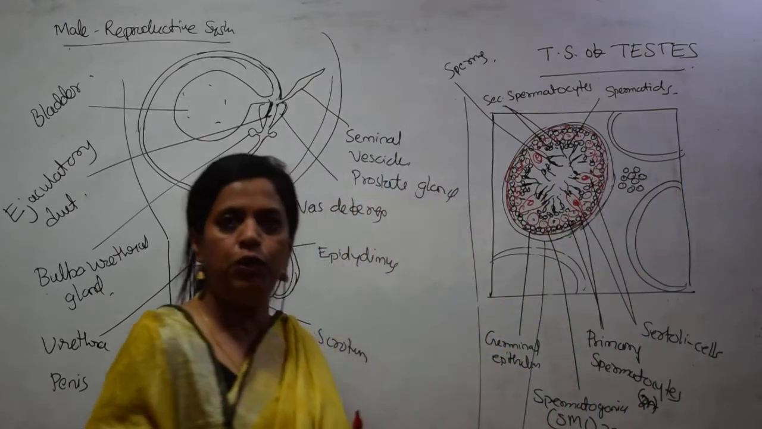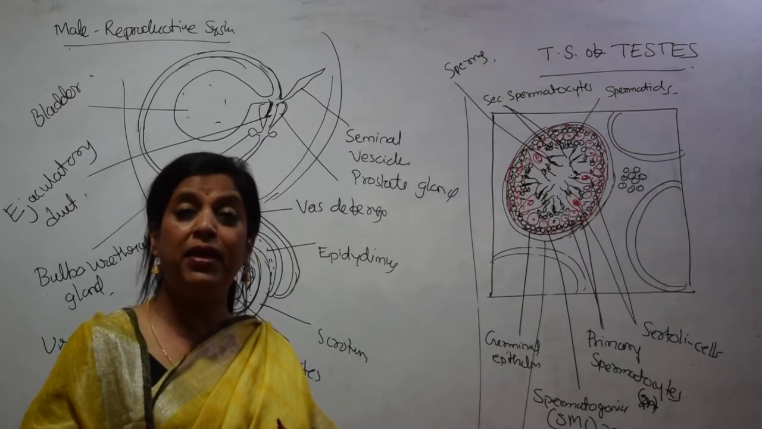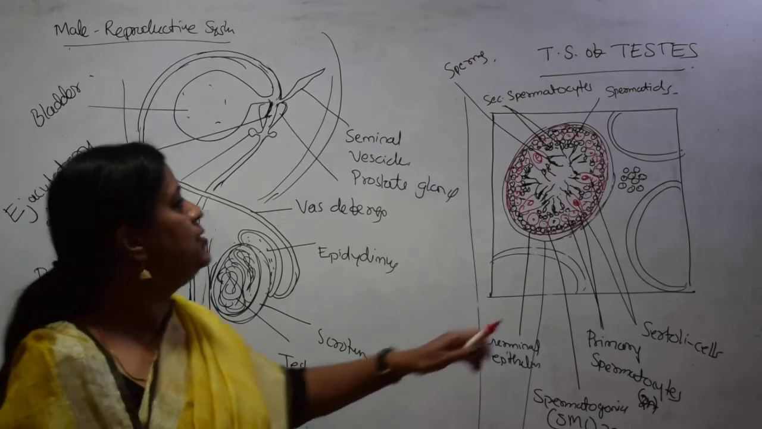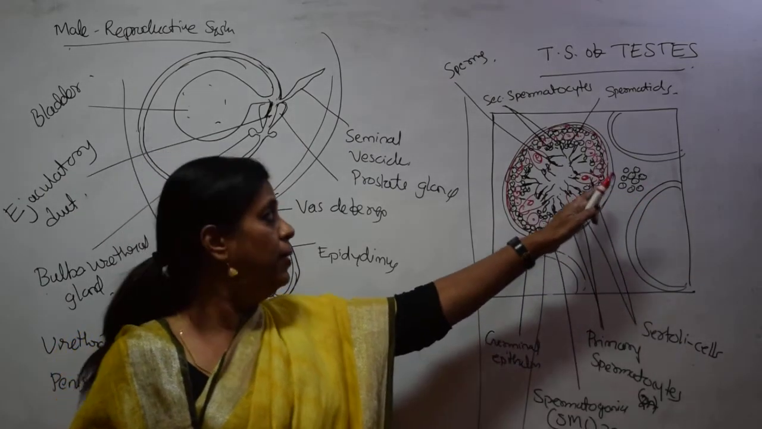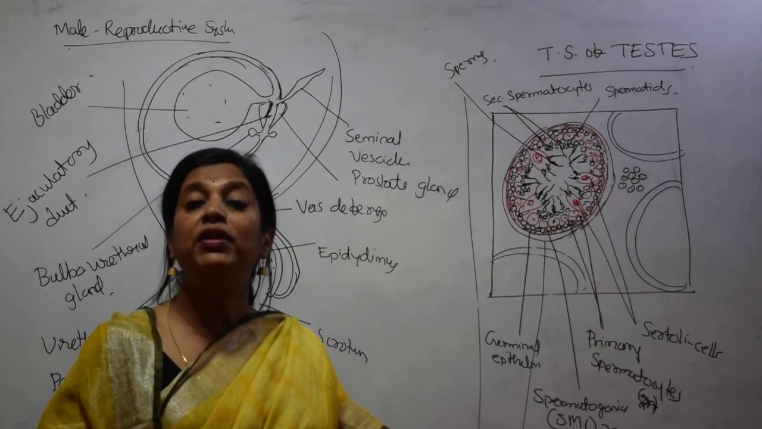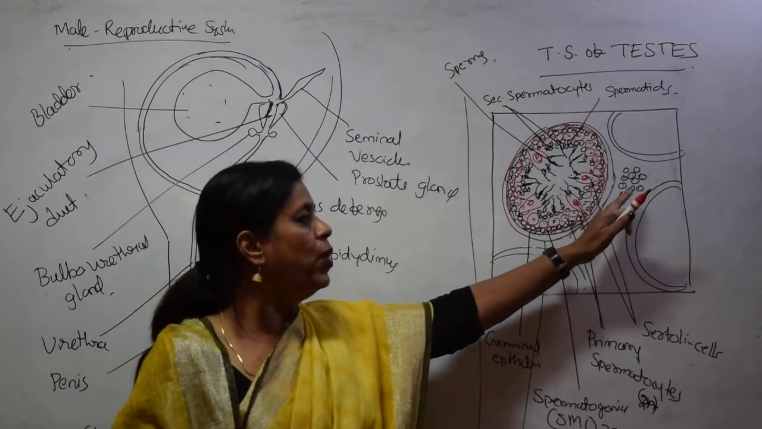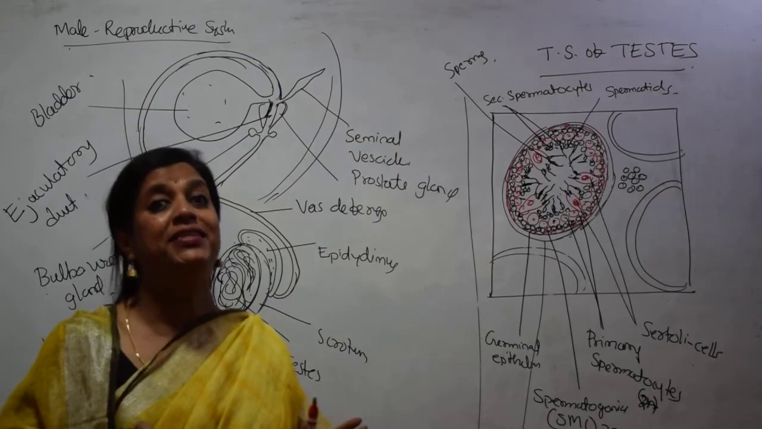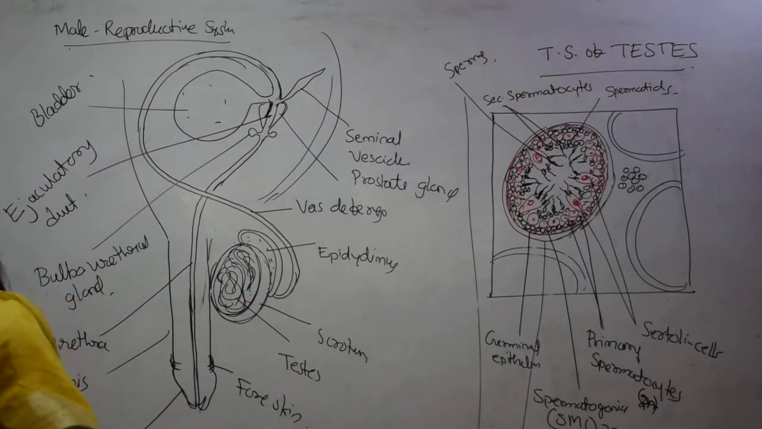Okay, these produce the androgens, the male hormones, right? These are the modified cells. They are going to produce the male hormone, that is testosterone, right? Remember the structure. These are the ones that are going to produce the male hormone. They are found in the interstitial area. Okay, observe the diagram and remember and draw it.